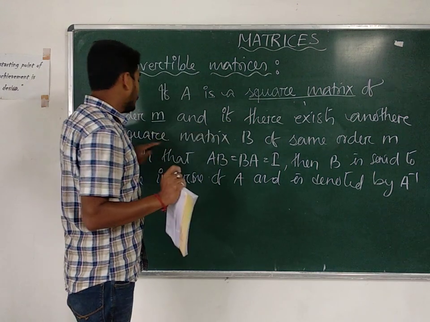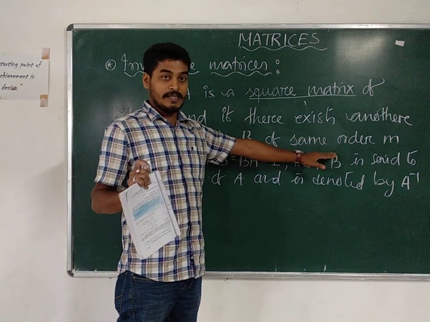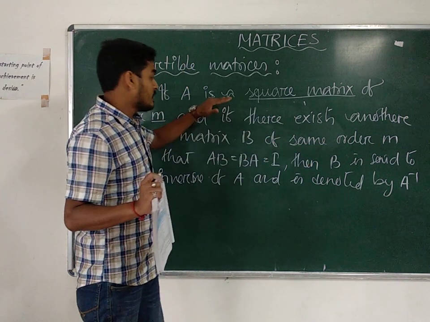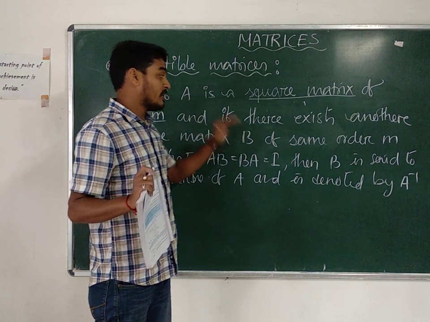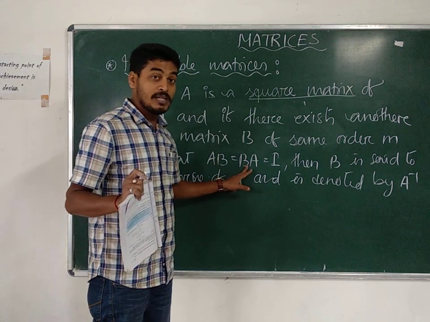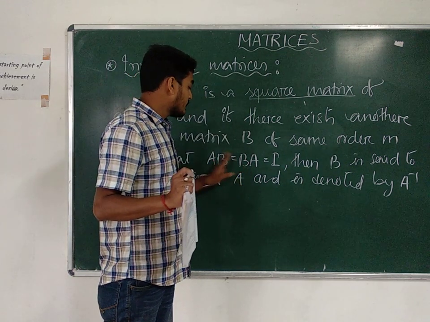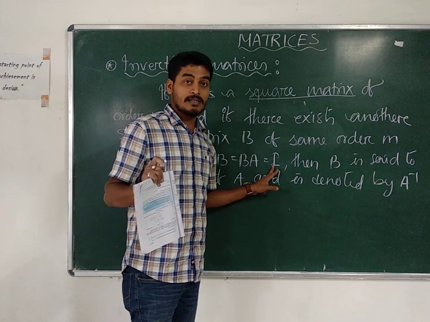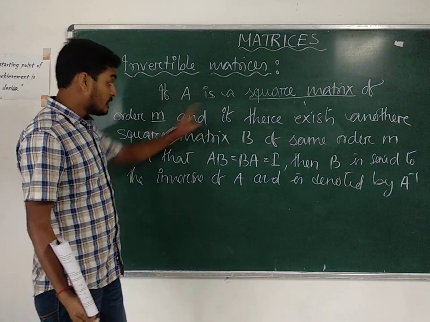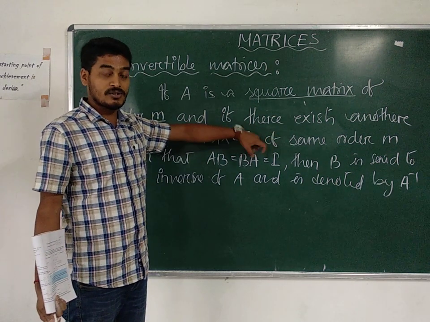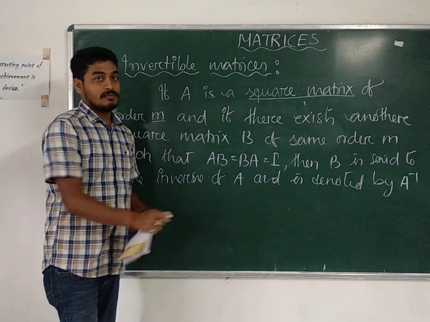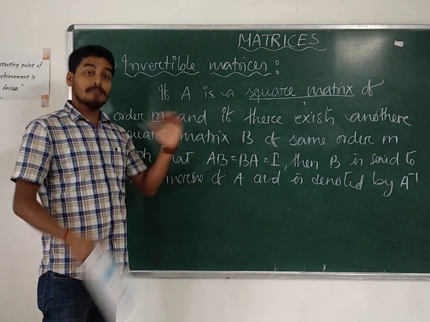If there exists another matrix B of the same order, remember that to have an inverse, the matrix should be a square matrix. If A is a square matrix and at the same time there is another matrix B of the same order, such that their multiplication AB is equal to BA, that is, they are commutative, and the result of the multiplication of the two matrices is nothing but an identity matrix, then B is said to be the inverse of the matrix A, and is generally represented by A inverse. So what is the main criterion to be satisfied for a matrix to have an inverse?